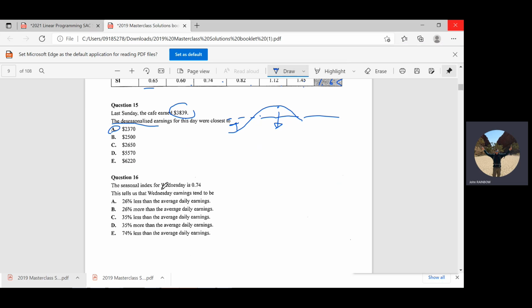The seasonal index for Wednesday is 0.74. This tells us that Wednesday's earnings tend to be 26% less than the average daily earnings, 26% more, 35% less, 35% more. What are we thinking? Okay, this actually tells us, interpreting it, it's 26% less than the daily earnings, because I take in 0.74 of my average daily earnings. So it's actually less than that.